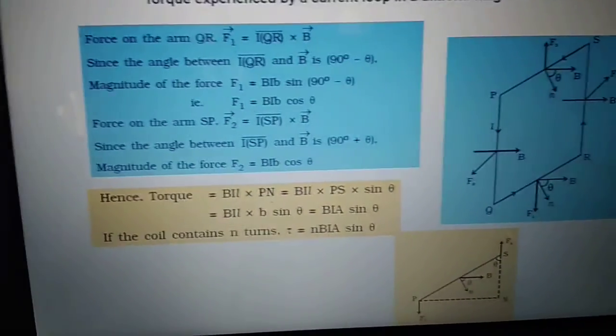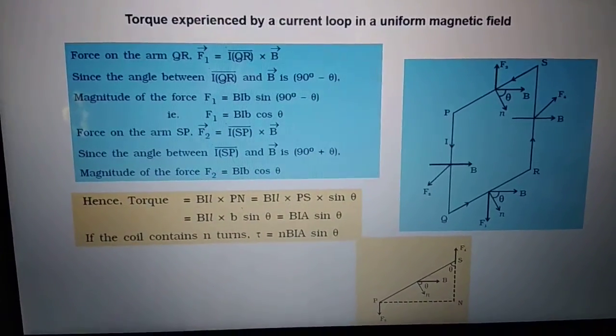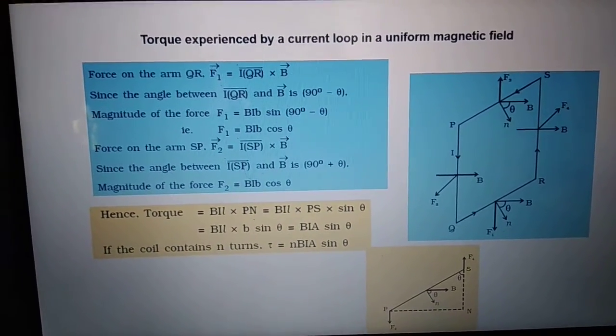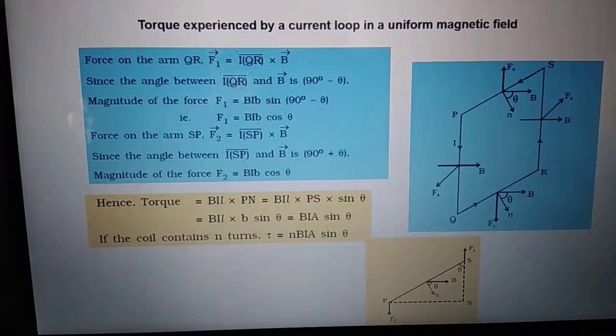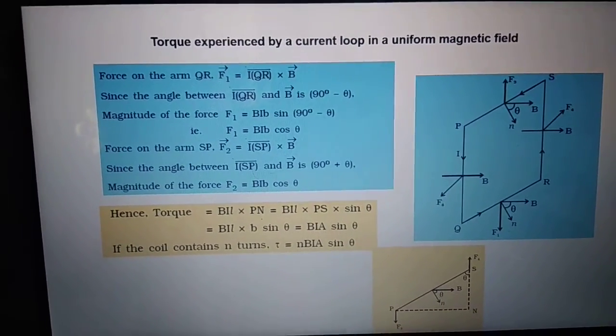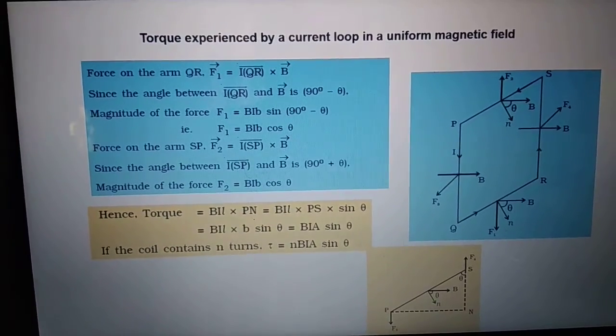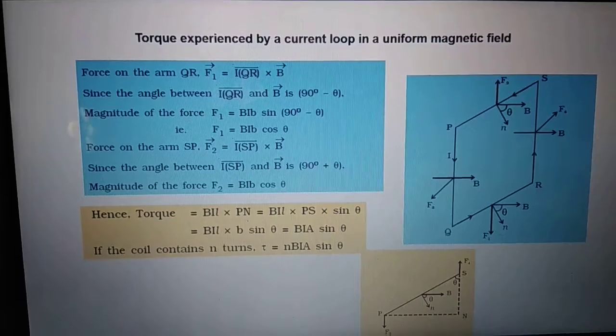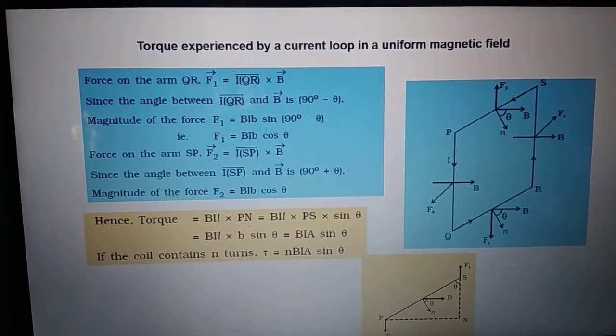So I can say torque on a current carrying loop inside the magnetic field can be written as N, which is number of loops, B, extent of magnetic field, current and area, and theta is the angle at which these two forces are acting. So I hope you have gotten the overview about the magnetic field.